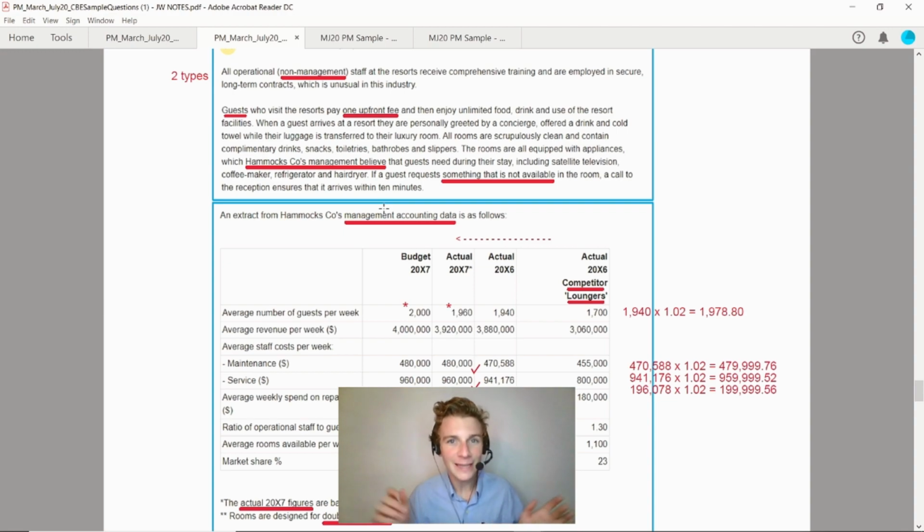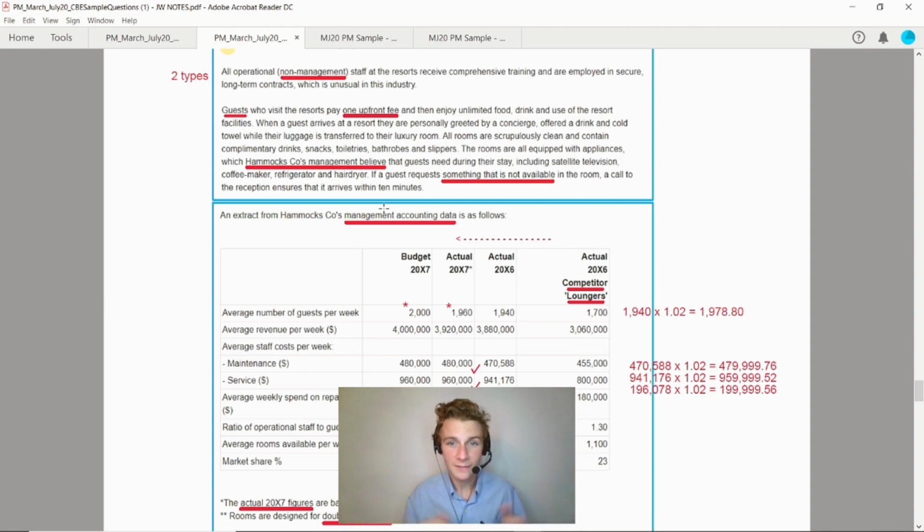Well, aren't they very lucky in terms of it? When a guest arrives at a resort, they are personally greeted by a concierge. Very nice, gosh. Offered a drink. Oh, very nice. And cold towel whilst their luggage is transferred to their luxury room. Wow. It just sounds like my last holiday in every way but that sentence. All rooms are scrupulously clean, so in other words immaculate, and contain complimentary drinks, snacks, toiletries, bathrobes and slippers. In other words, high-end luxury, premium products, and the type of clientele who are willing to pay excess money to receive the service.